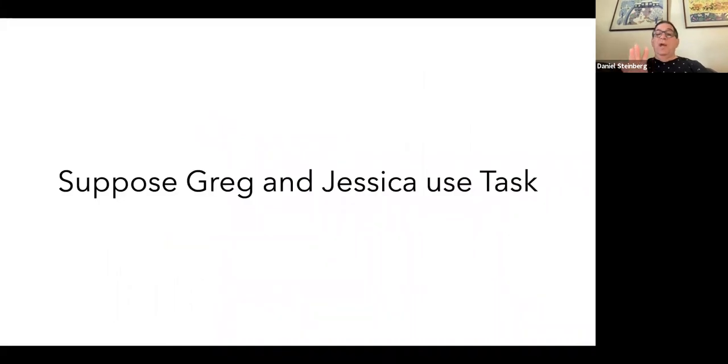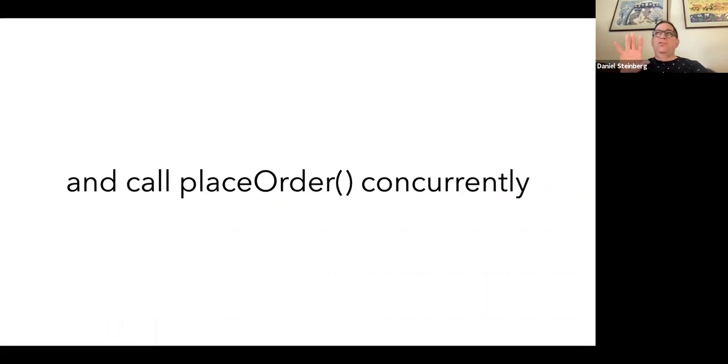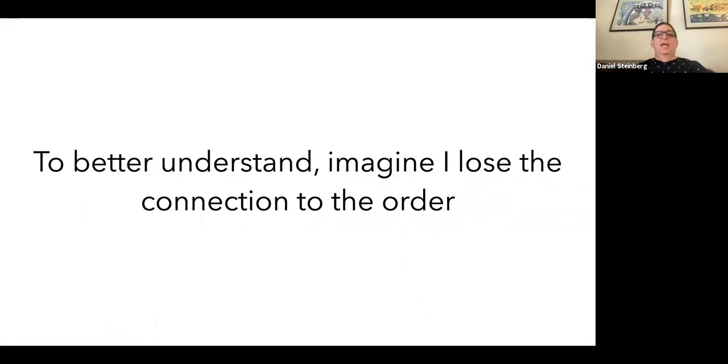Now, suppose that Greg and Jessica use tasks, and so it's not clear whose request is going to get there first. If they use tasks and things are contending, they both place their order concurrently, and now I have to worry about who gets there first or how it goes through. And it turns out there are 4 situations.